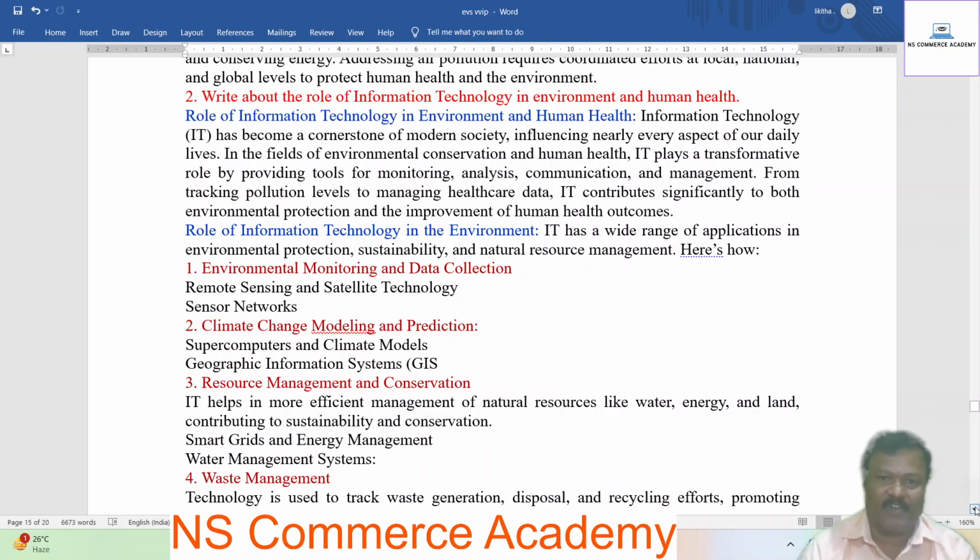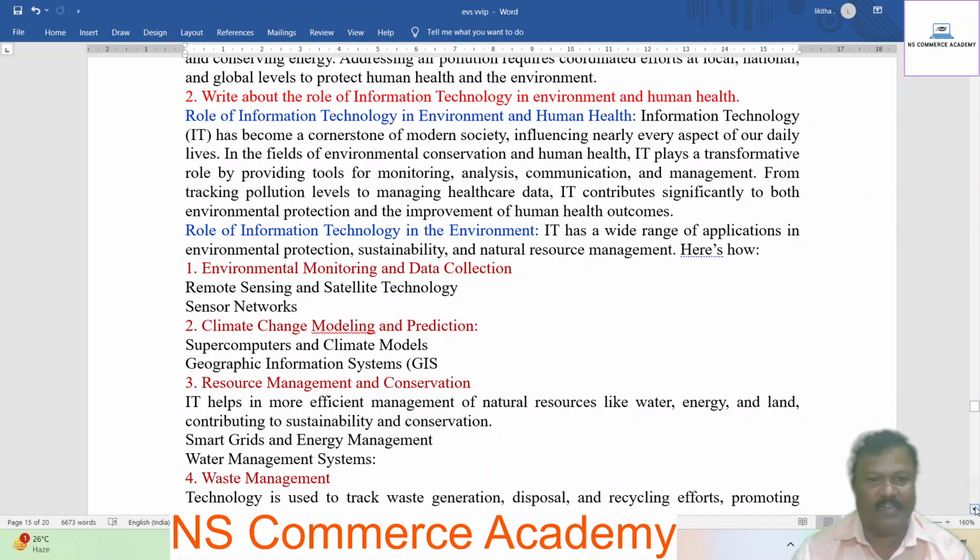Role of information technology in the environment. It has a wide range of applications in environmental protection, sustainability, and natural resources management. Here: environmental monitoring and data collection, remote sensing and satellite technology, sensor networks, climate change modeling and prediction, supercomputers and climate models, geographical information systems, resource management and conservation.